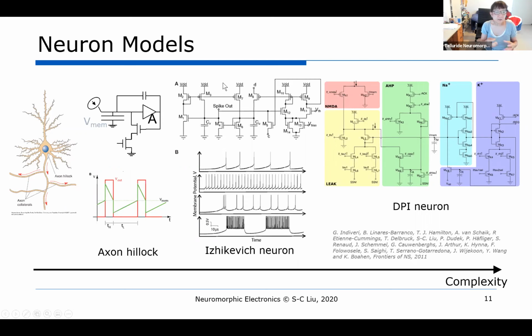Now you can make the neuron model much more complex if you want to capture the different firing properties of neurons that you see in the brain. If you want to capture a regular firing neuron, a fast spiking neuron, and so on, there's a particular model called the Izhikevich model, where there's a set of dynamical equations, and you can build these equations into your transistors. You can see the number of transistors now grows. There's also the DPI neuron, where you have transistors to emulate the dynamics of conductances like sodium, potassium, the leak of the neuron, the NMDA synapse, and so on.